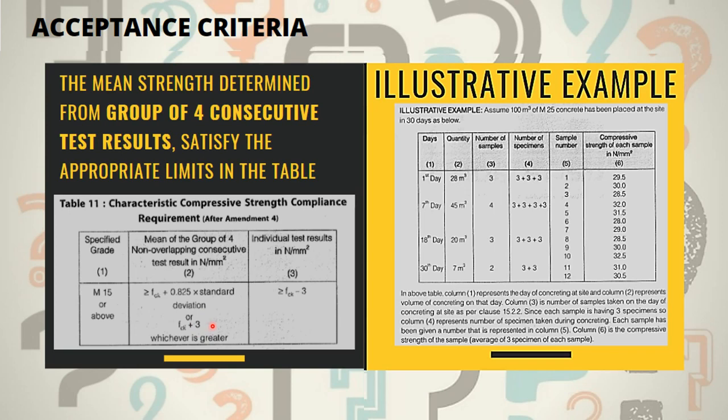So the value of compressive strength given in column 6 must be greater than fck minus 3. This column has to be in compliance with that. So fck minus 3, fck is 25, 25 minus 3 is 22 Newton per mm square. So this is greater than that. Actually, the 28.3 we got using this formula is greater than fck minus 3. So the concrete is acceptable. The samples taken are acceptable. This is an illustrative example we can refer to.